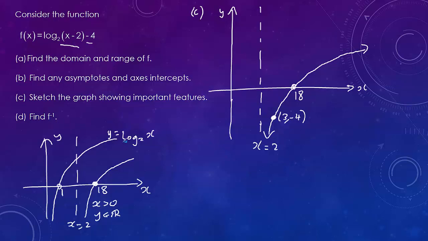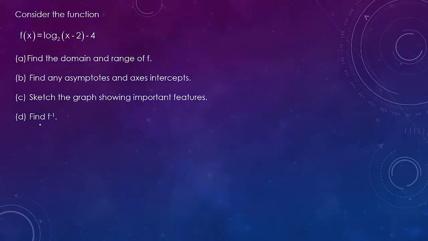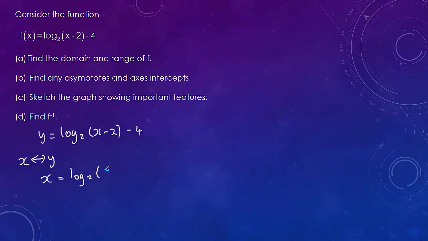And now finally we want to find the inverse function. I think I'm going to need a bit more room to do that, so I'm just going to clear the screen. So we want to find the inverse function. So let's start with y is log to the base 2 of (x minus 2) take away 4, and then we interchange x and y. So x is equal to log to the base 2 of (y minus 2) take 4.